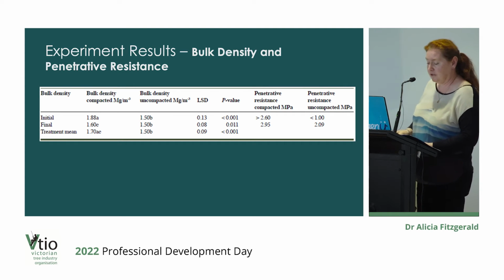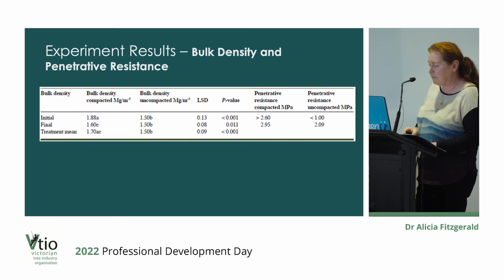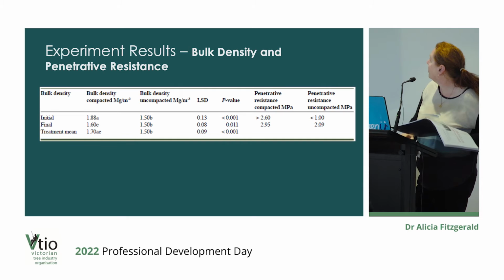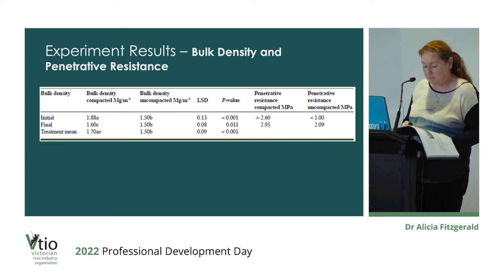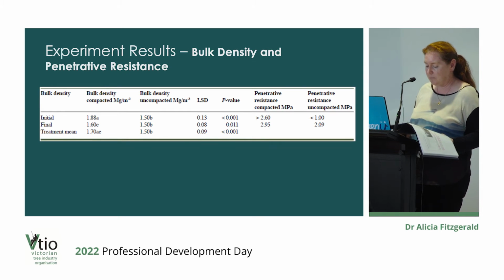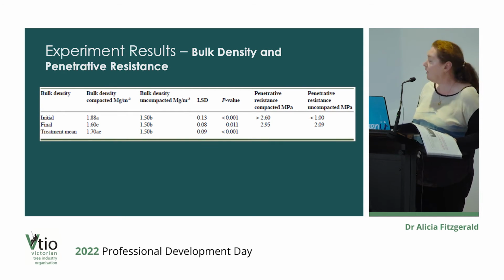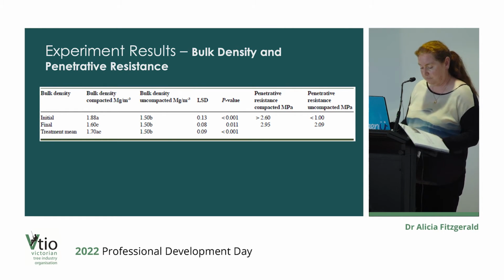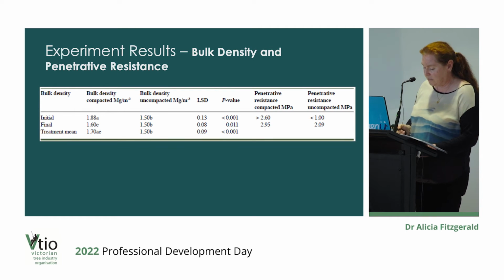Now to the results of the experiment. So the mean bulk densities for the uncompacted blocks for the initial and final tests were 1.5, which is shown here. And for the compacted blocks, the initial tests were 1.88 and the final tests were 1.6, which is shown over here. So there was a significant difference between the uncompacted and compacted sites, which was maintained for the duration of the experiment.